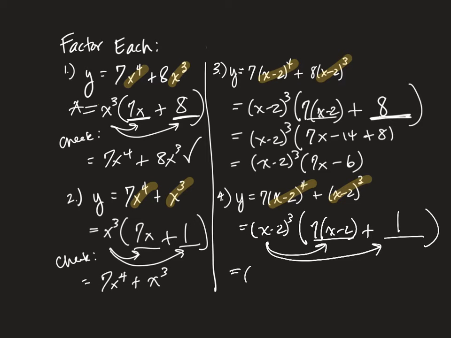And again, I can go ahead and simplify what's inside the big set of parentheses, 7x minus 14 plus 1. And so we'll just make this x minus 2 cubed times 7x minus 13. And we're all done. Okay? All right, so that's one method to think of this as the reverse of the distributive property.